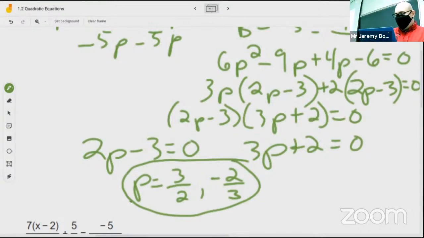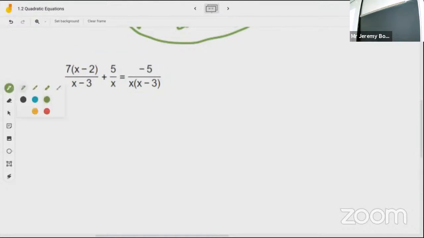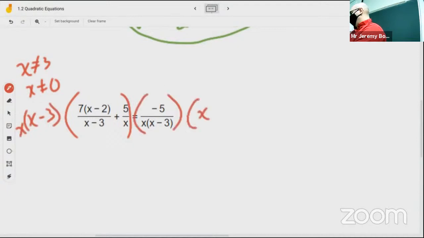And then the last one. This one's a little nasty. We got to get rid of those fractions before we start out. One thing to notice, domain. Since we had those denominators, x can't equal 3, and x can't equal 0. Both of those values would make my denominator 0. And so what we're going to do to get rid of that fraction is multiply both sides by x times x minus 3.